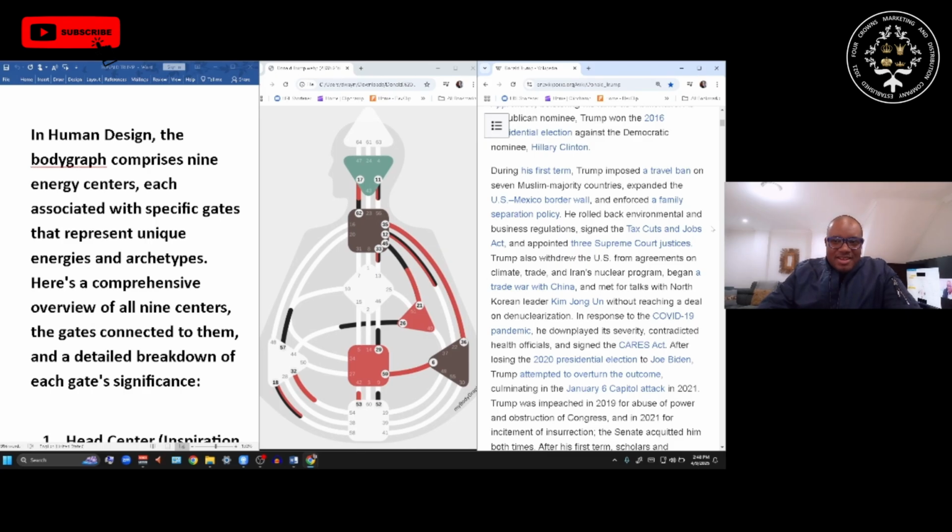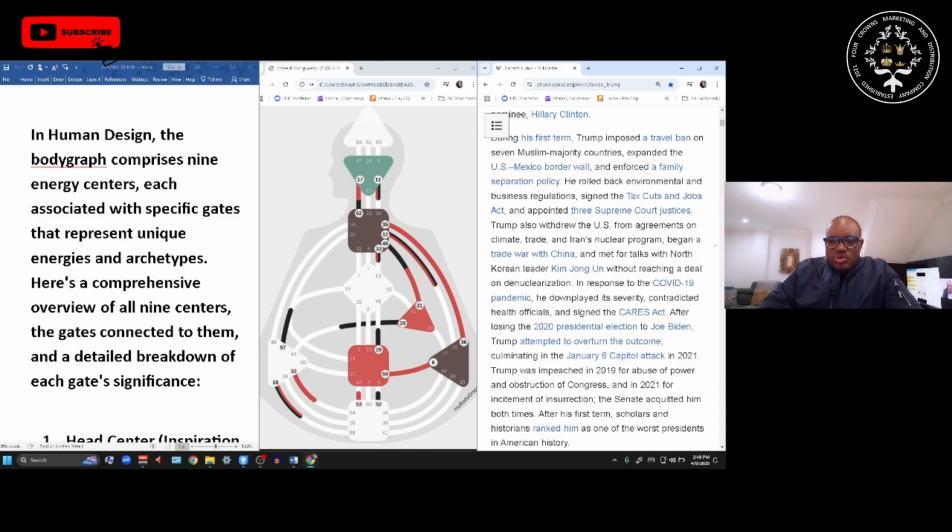Anyway, during his first term, he imposed a travel ban on 7 Muslim majority countries, and also expanded the US-Mexico border wall and enforced family separation policies. He rolled back environmental and business regulations, signed the Tax Cuts and Jobs Act, and appointed 3 Supreme Court justices. He also withdrew the US from agreements on climate, trade and Iran's nuclear program. He began a trade war with China, and he met for talks with North Korean leader Kim Jong-un without reaching a deal on denuclearization.